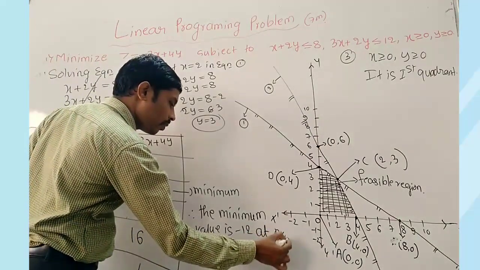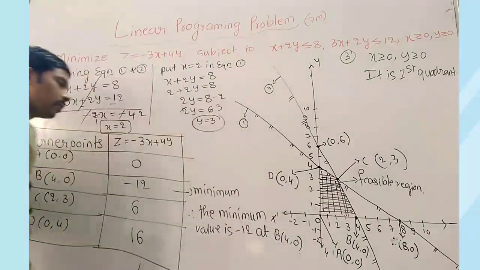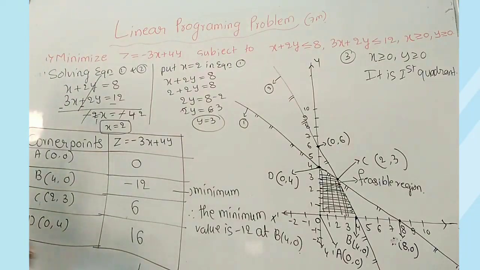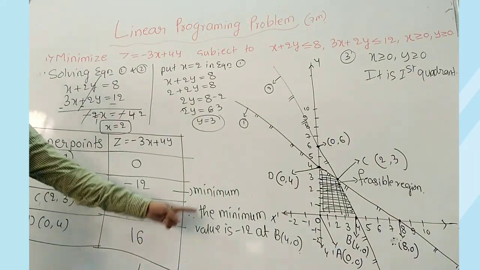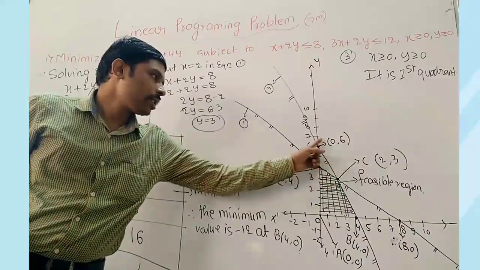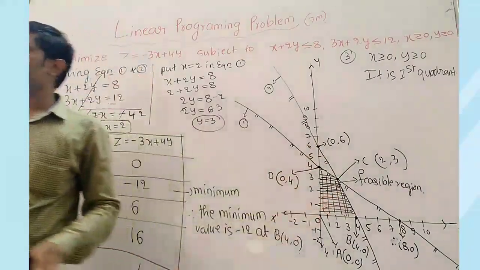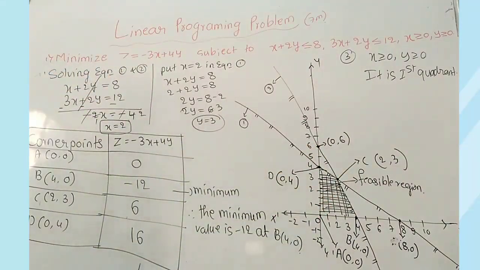Capital B, 4, 0. These small points are important, students. Write this last, then mention the feasible region and all the points. If you miss anything, you are going to lose 1 mark. So this is 6 marks.